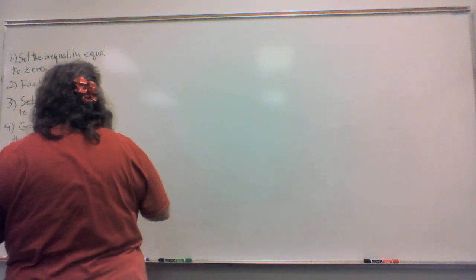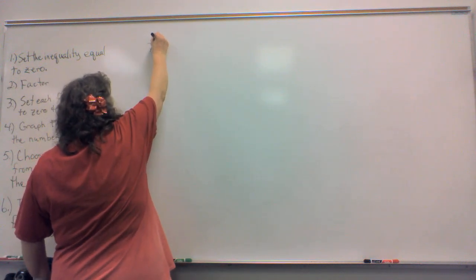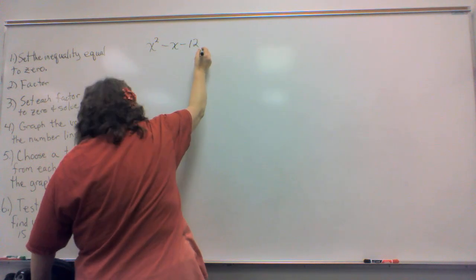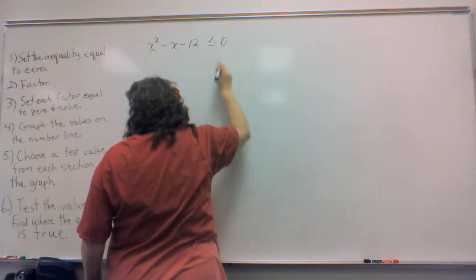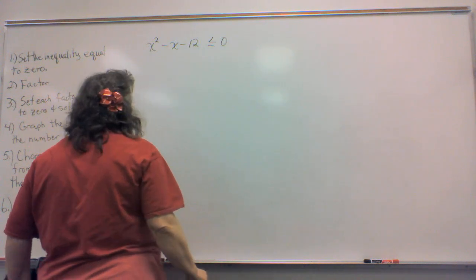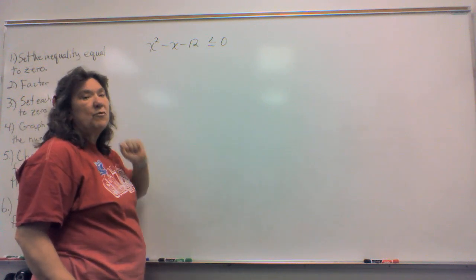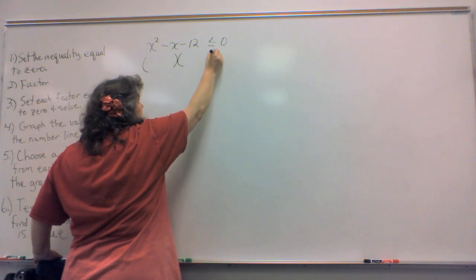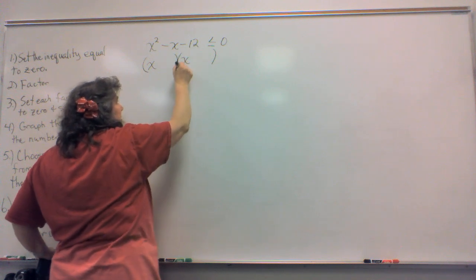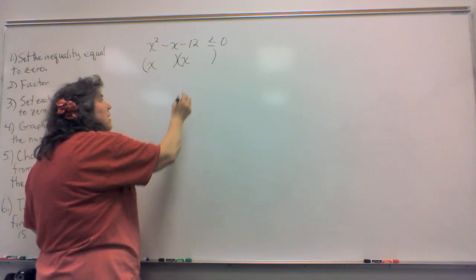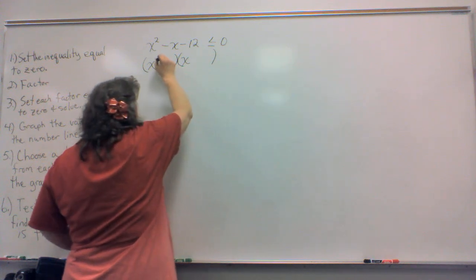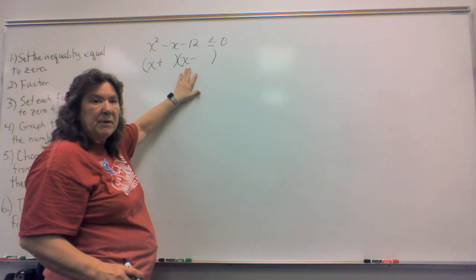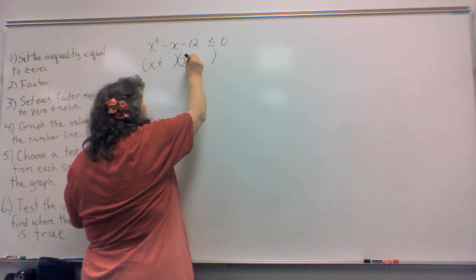So let's look at our first problem. x squared minus x minus 12 is less than or equal to 0. Okay? So first of all, let's factor this and keep it in this format for right now. x squared minus x. Well, x squared is going to obviously have x times x, because that's what's going to give you that x squared. Minus 12. That means we're going to have a plus and a minus. Since it's a simple one, I go ahead and put my plus and minus in. And now we need to figure out what it is.